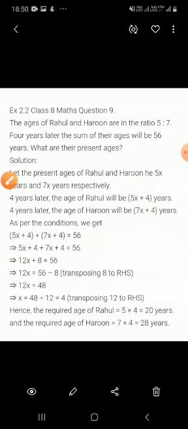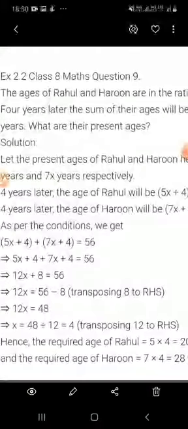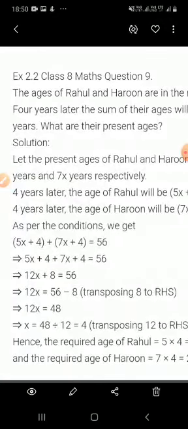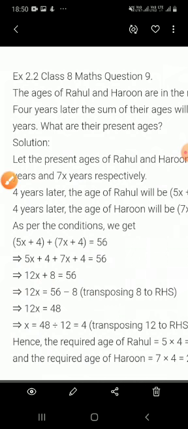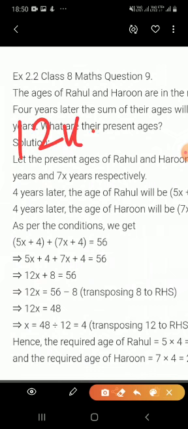Now the like terms: the x terms are 5x and 7x, and the constants are 4 and 4. So 5x plus 7x gives you 12x, and 4 plus 4 gives 8, equal to 56. Now by the transposition method, we take 8 to that side, so plus 8 becomes minus 8. So 12x equal to 56 minus 8, that is 12x equal to 48.